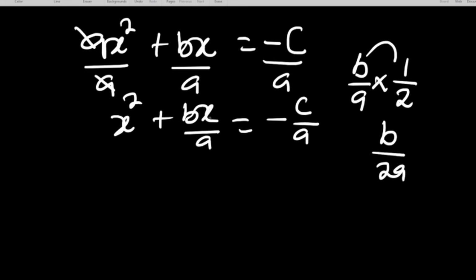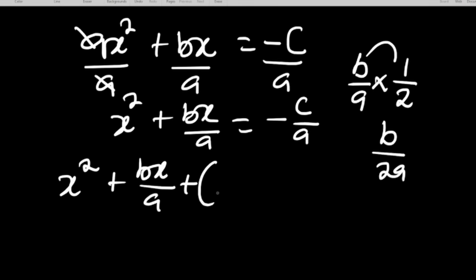Now we are going to square it and add to both sides of the equation. So right here we have x squared plus bx over a, then plus, remember to add to both sides, and then you square. Then you have b over 2a, you square it.